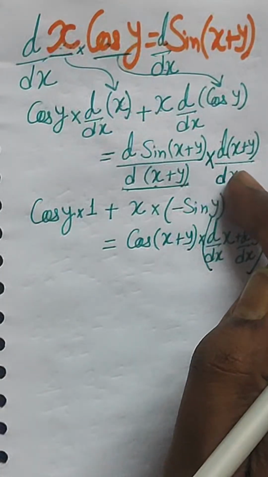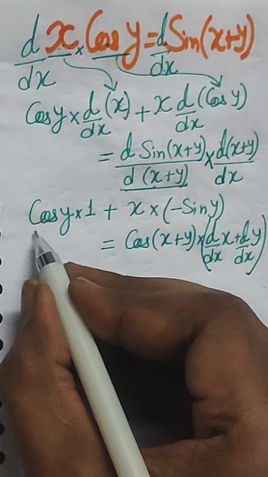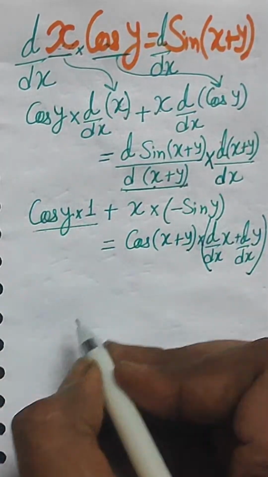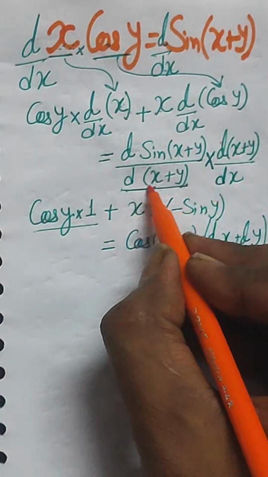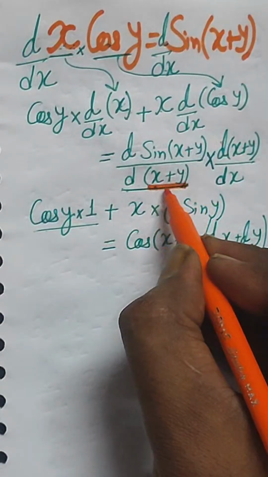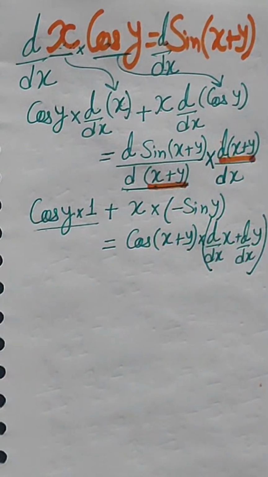This is the same thing which is here. Now into the LHS, cos y multiplied with 1. So what we did over here, I hope you understand. We have inserted d of x plus y into the denominator over here and here into the numerator, right?